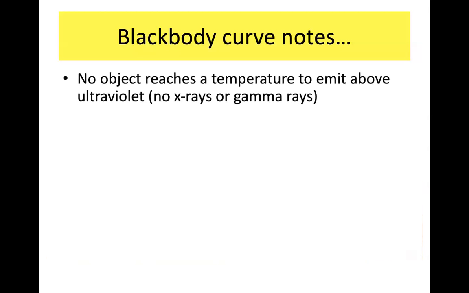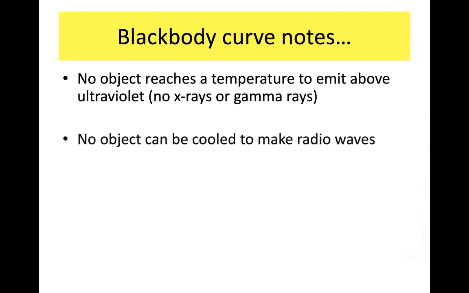Some more notes. No object reaches a temperature to emit anything above ultraviolet, meaning you can't heat something up so eventually it emits X-rays. Heat itself alone won't make X-rays. You can't cool something down to emit radio waves, even though the electromagnetic spectrum is continuous from radio waves all the way to gamma waves. Thermal radiation can't produce radio waves or X-rays or gamma rays.